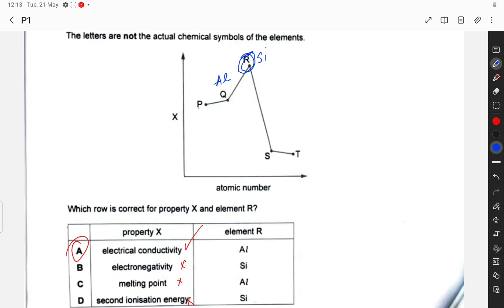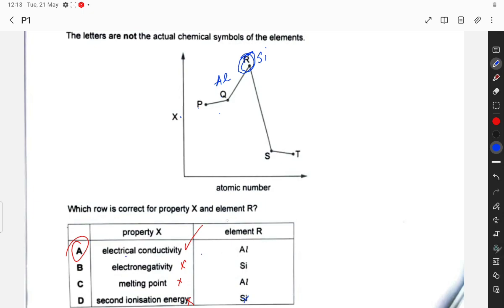Second ionization energy of silicon across the period. This is not the second ionization energy of silicon. This is not the graph of ionization energy, so that's why it is also incorrect.